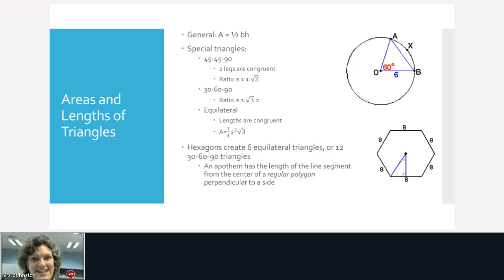Now, we also learned that we can do a lot with triangles. We can put them inside other polygons, we can put them inside circles. And remember, the formula for the area, the general formula, is 1/2 base times height. Now, there are some special triangles that really allowed us to do a lot of things, very powerful formulas. There are relationships between the sides of a 45, 45, 90 triangle.